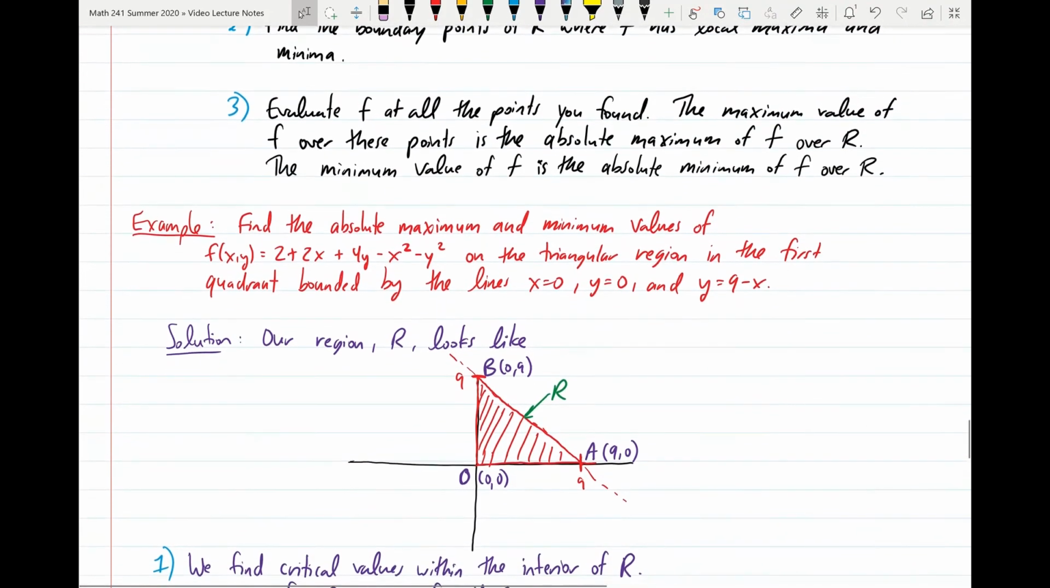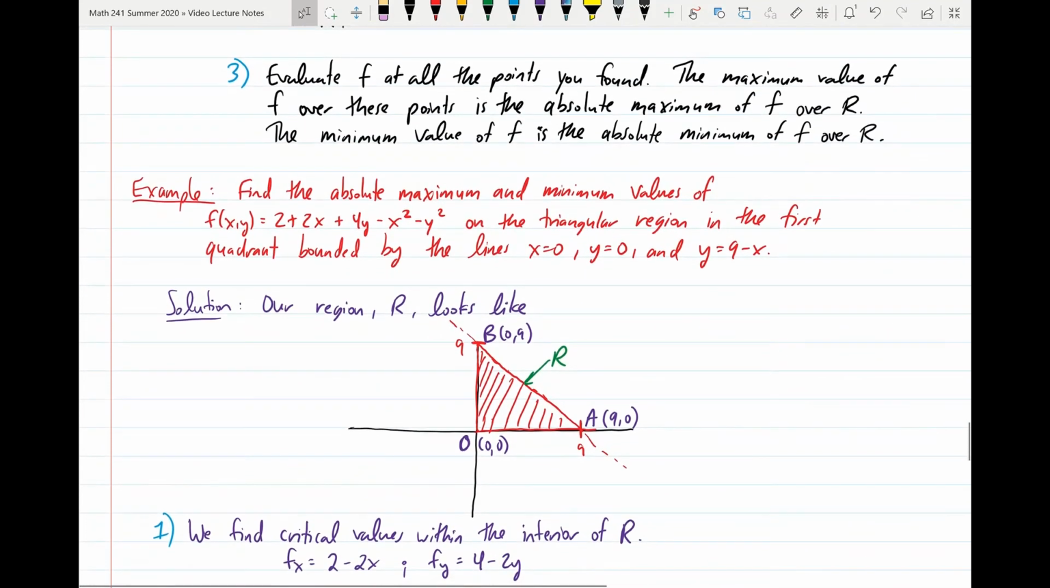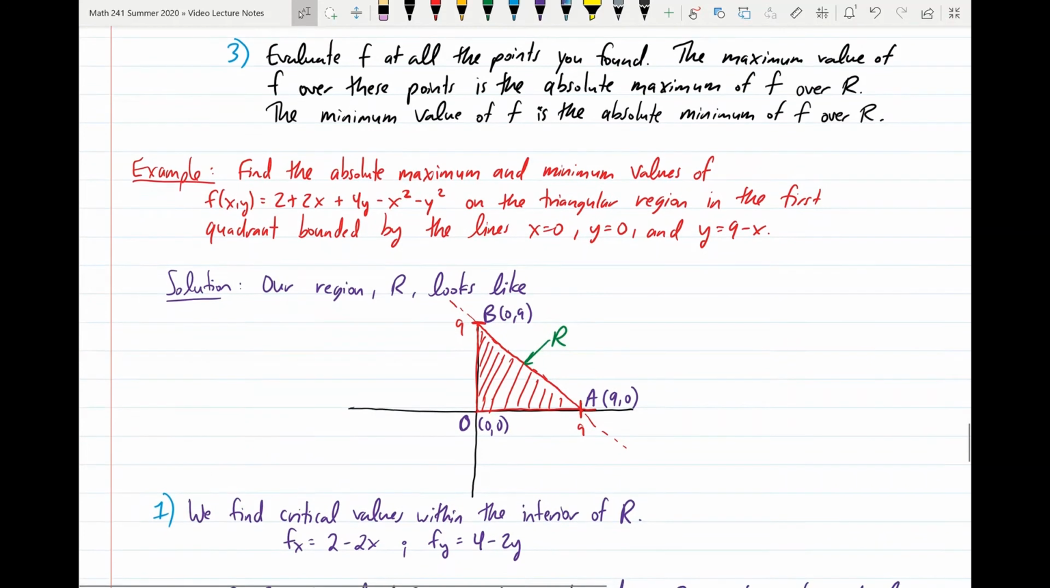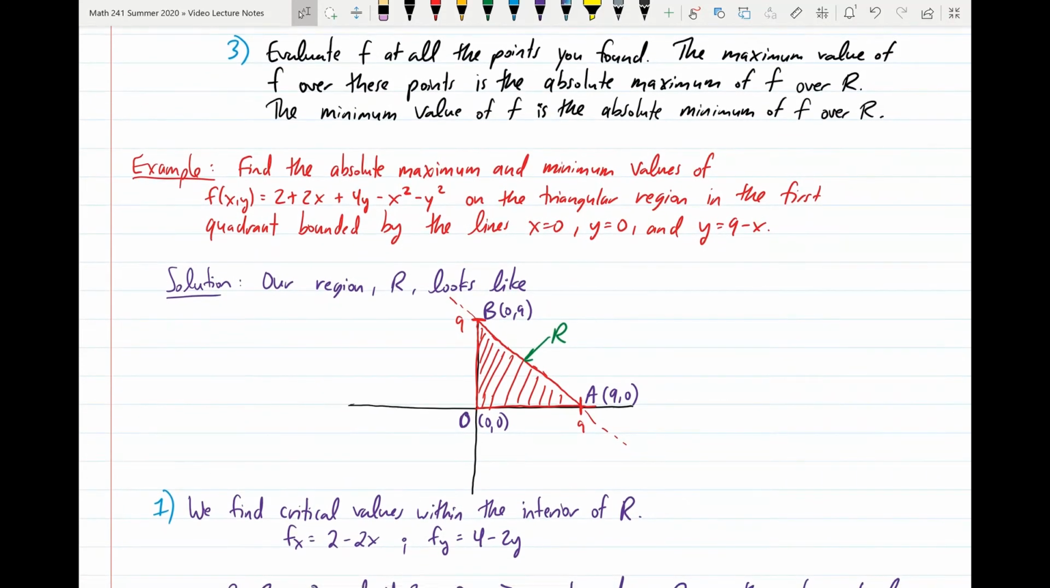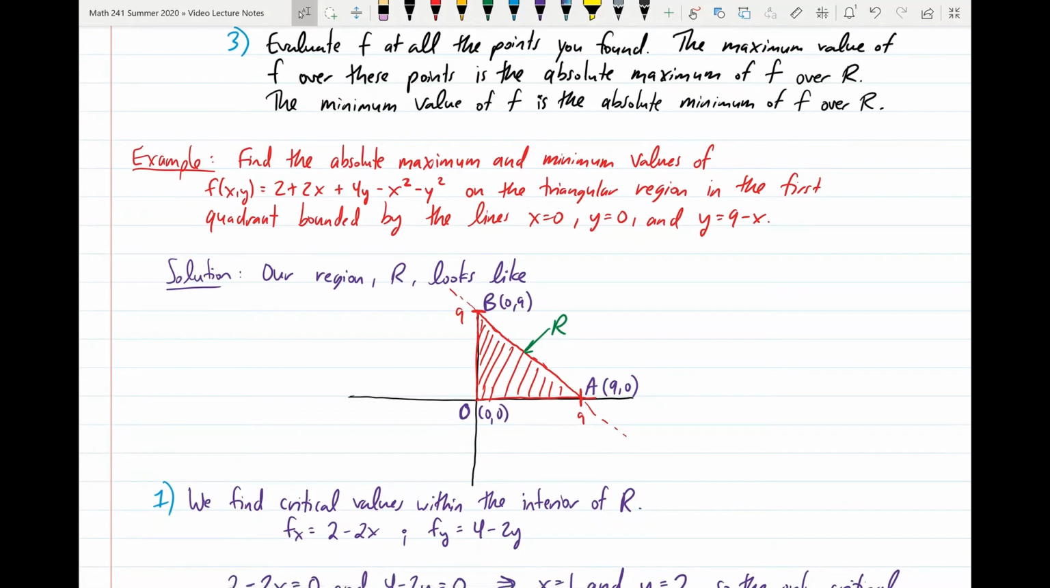So let's move into the final example for this video, where we find some absolute extrema of a function over a particular region. We want to find the absolute maximum and minimum values of f of x, y equals 2 plus 2x plus 4y minus x squared minus y squared on the triangular region in the first quadrant bounded by the lines x equals 0, y equals 0, and y equals 9 minus x.